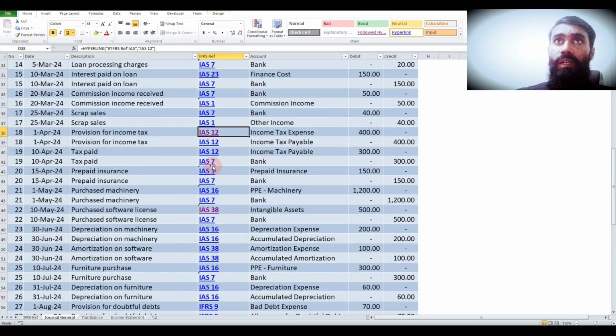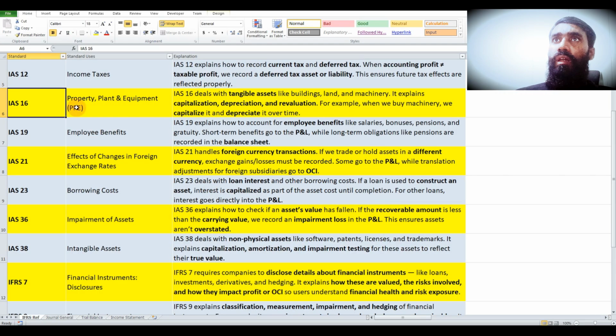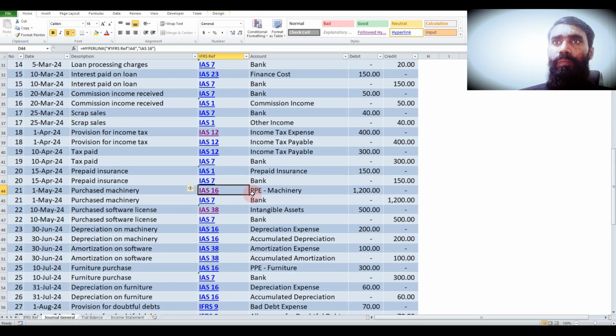I think IAS 16 we have discussed before, not yet. Property, plant and equipment, tangible assets like building, land and machinery. It explains capitalization, depreciation and revaluation. For example, when we buy machinery, we capitalize it and depreciate it over time.